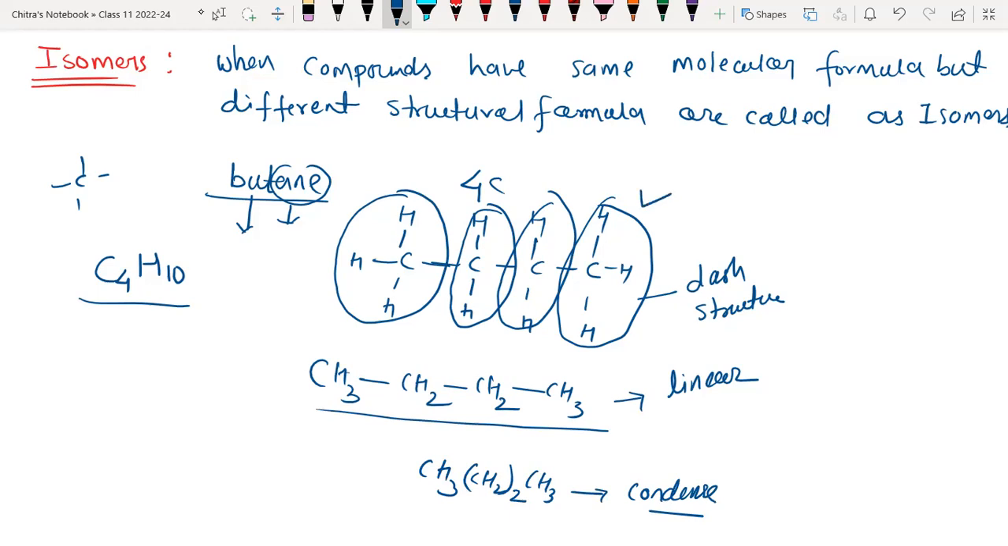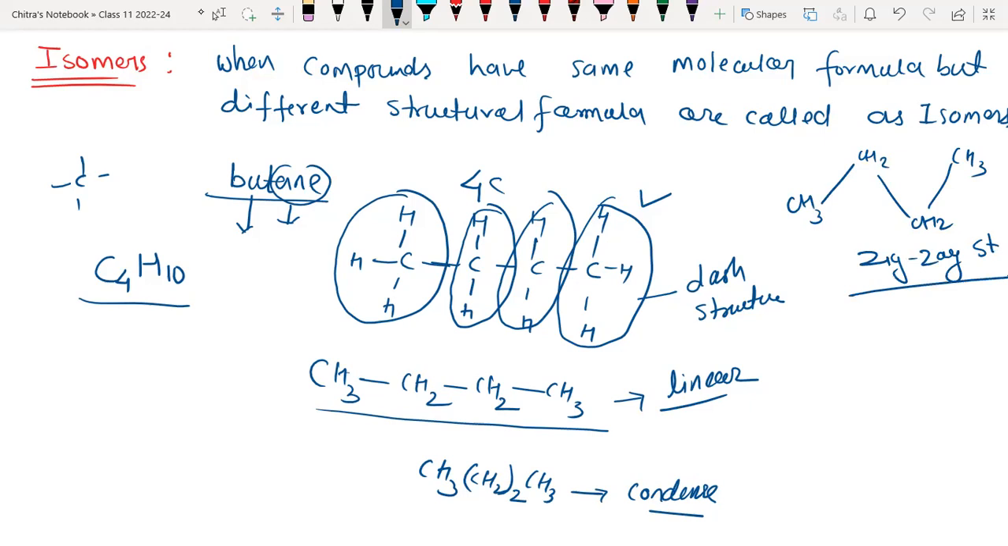Okay. So from the linear structure, can we write CH3, then here CH2, then here CH2, and here CH3 in this way? Can we write that? Yes, sir. So this is called the zigzag structure for butane.